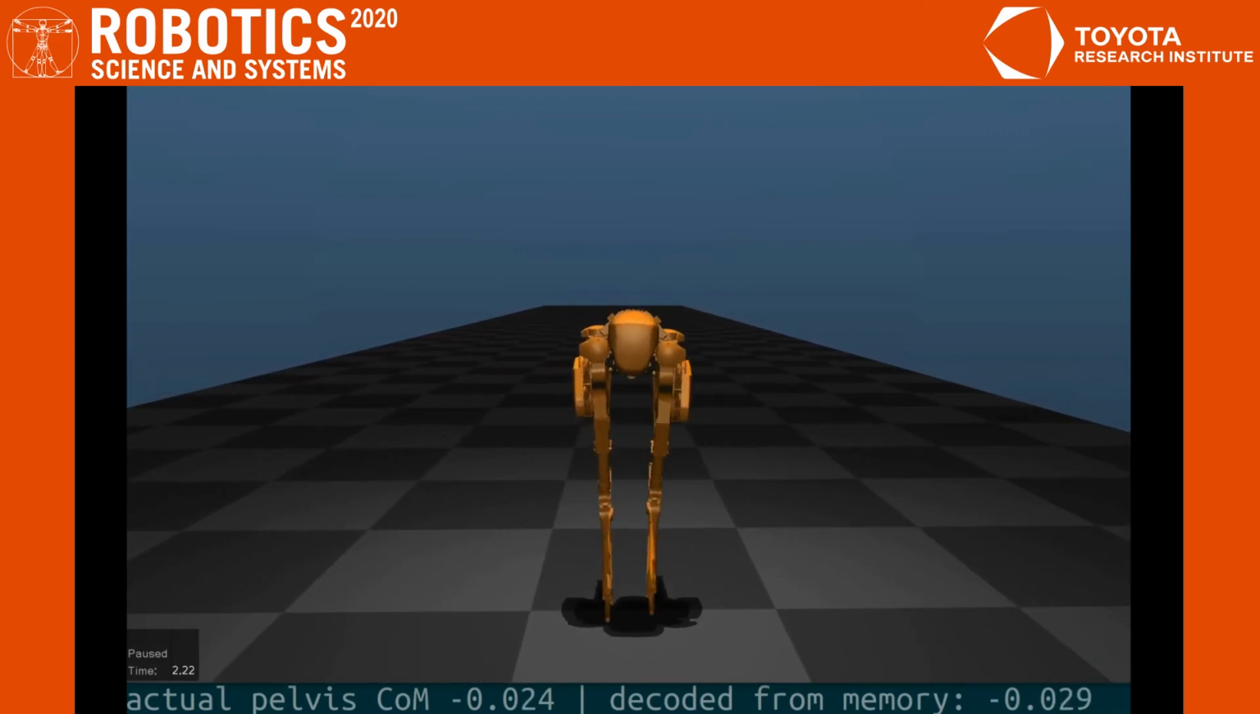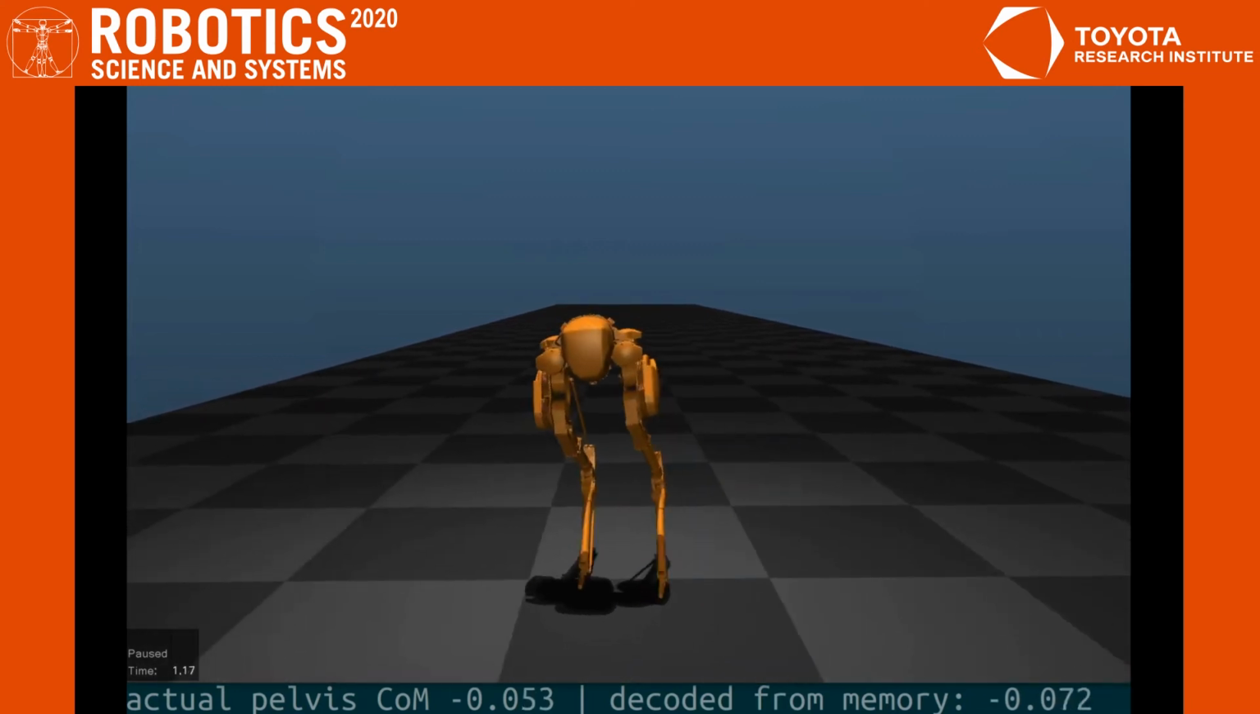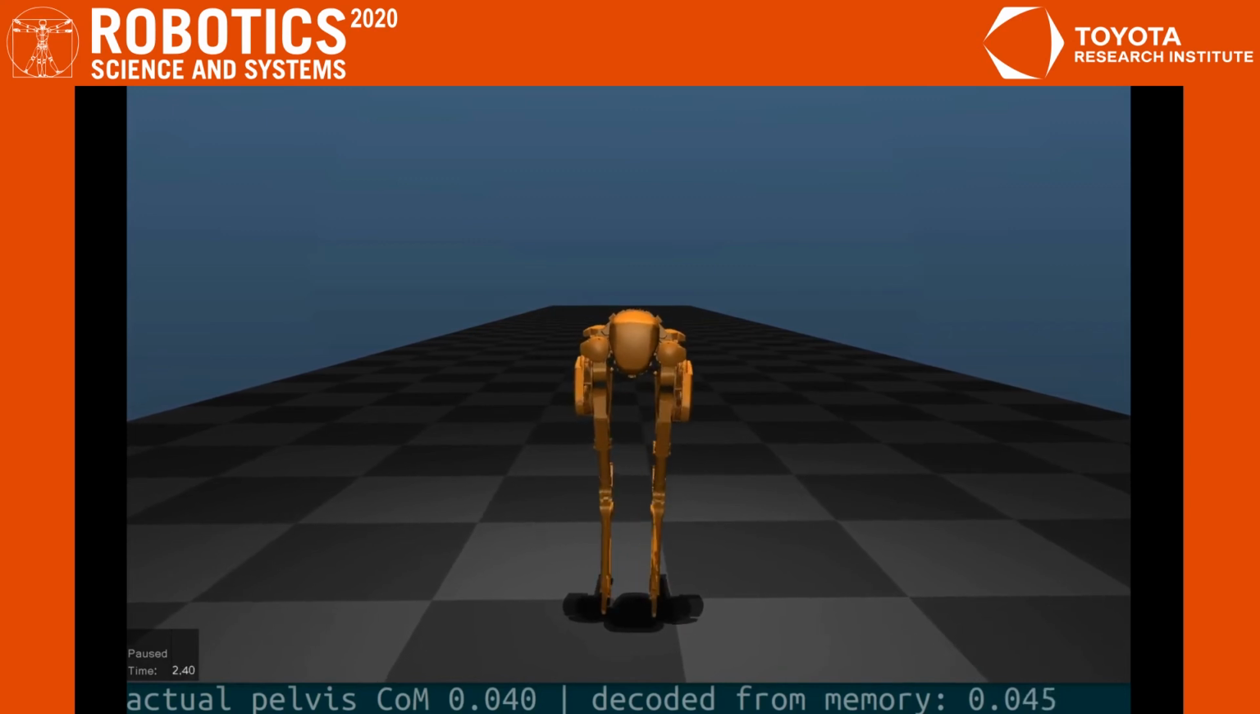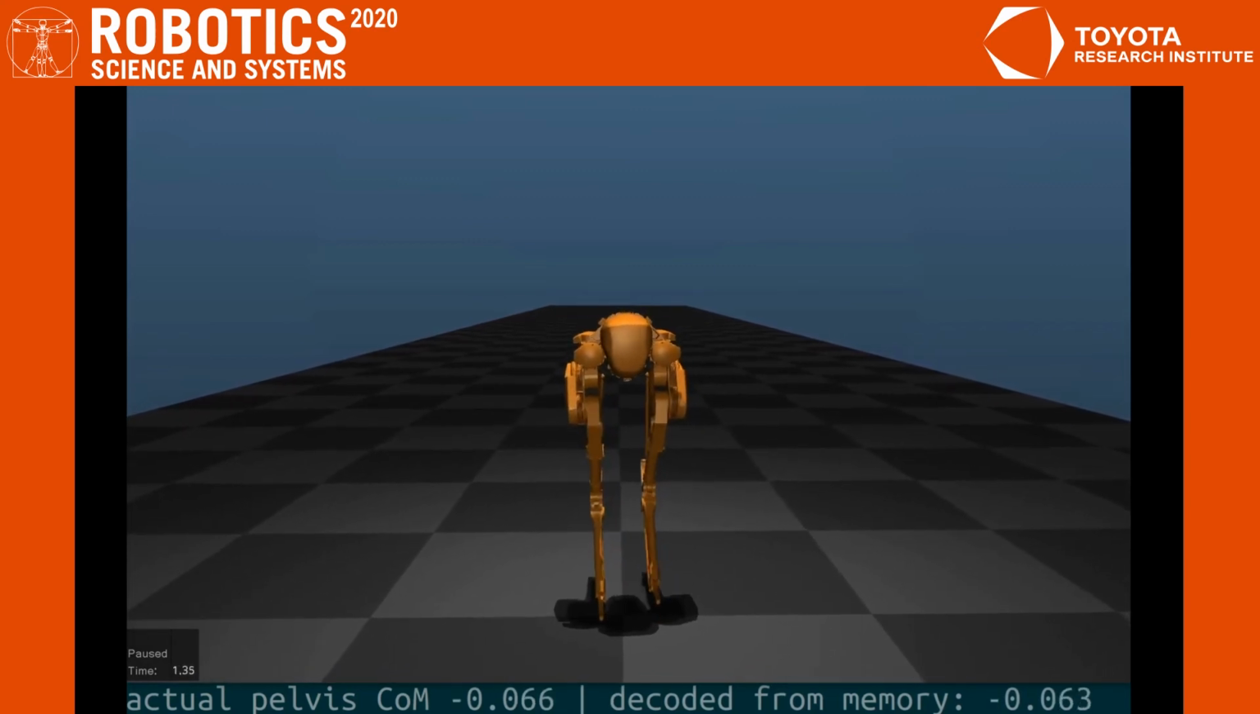In this video, you can see one such decoder network attempting to predict the current pelvis center of mass as it is randomized over and over again, using only the memory state of the policy.